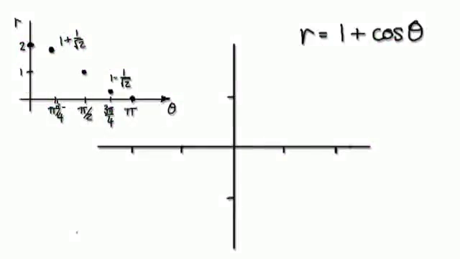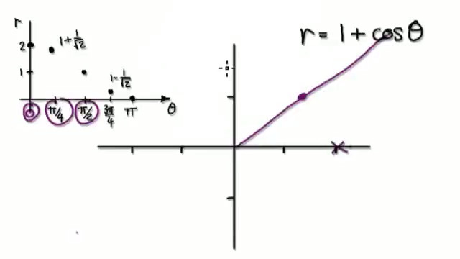So let me tidy this up. Let's start again. When theta is 0, the radius will be 2. When it's at pi over 4, the radius will be 1.7 something, somewhere around here. And then by the time it gets to pi over 2, which will be along here, the radius will be 1. So it'd be something like this. And then by the time it gets to 3 pi over 4, which is somewhere along here, the radius is very small.